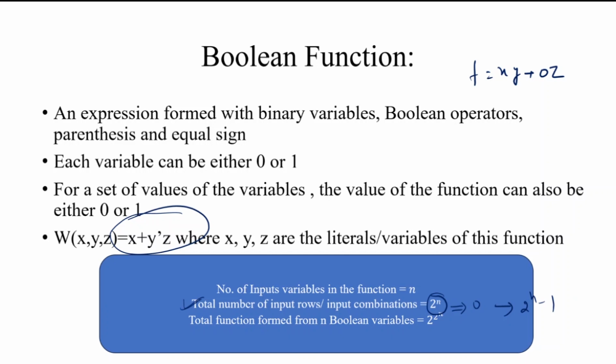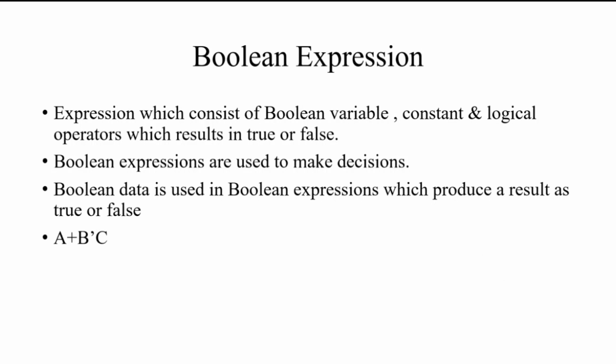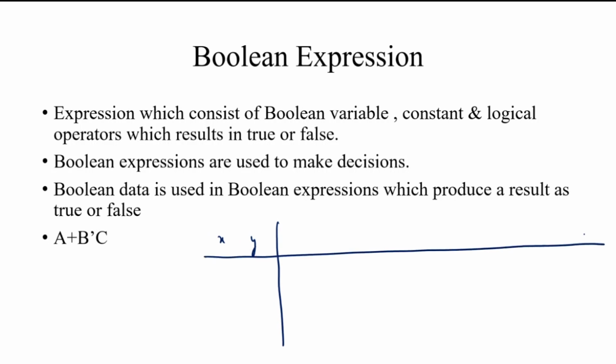So when we count all possible input combinations, there are 2 to the power n combinations. Now the question is, how many total functions can be formed with n Boolean variables? Suppose 2 Boolean variables are given, how many total Boolean functions may be formed? The result is 2 to the power of 2 to the power n. With 2 variables, the number of functions is 2 to the power 2 squared, that is 2 to the power 4, which is 16. There are only 2 variables, x and y, so the possible input combinations are 00, 01, 10 and 11.